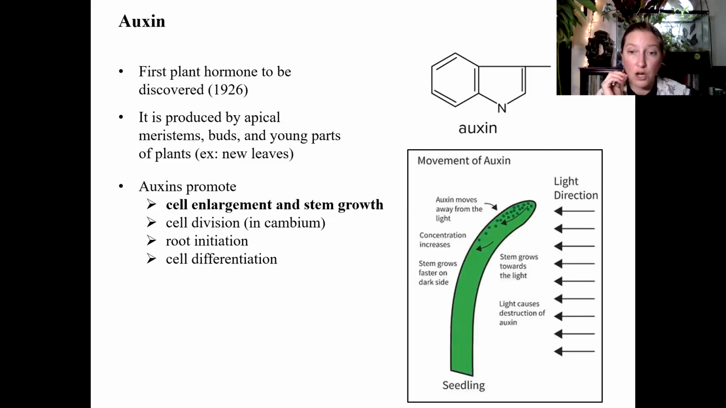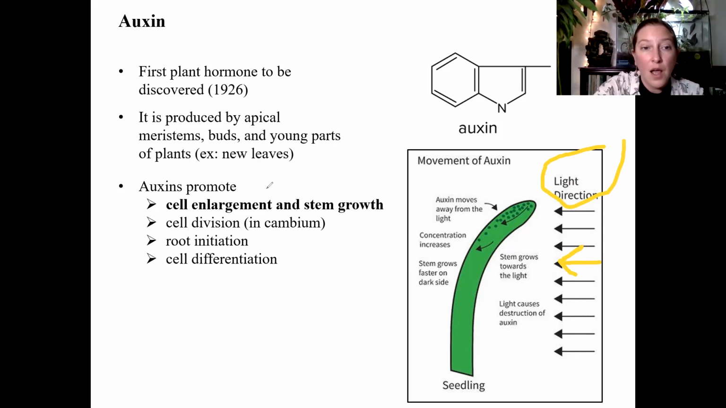So in terms of cell enlargement and stem growth, look here. This is the tip of a seedling, okay? Like the shoot of a seedling with the apical meristem at the tip. And look at where light is pointing on this plant. We said that auxin is produced by apical meristems, which on this would be here. That's where that apical meristem would be. And we have light shining on this seedling from this direction. And plants need light. We just went through photosynthesis, so we know why they need light now. So they want to grow towards light. If you've ever had a plant in a window, you may have noticed this before, that it kind of bends toward the light because it needs it for photosynthesis.